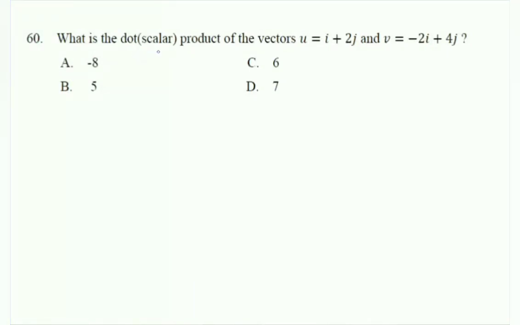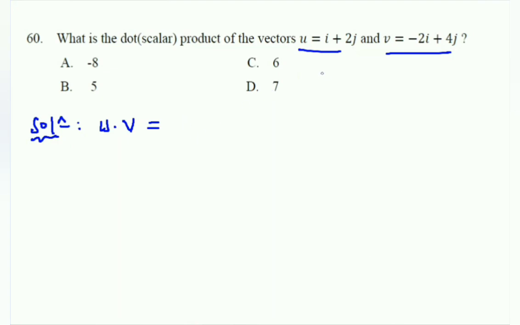What is the dot product of the vectors u and v? Here it's very simple. We will calculate the dot product in this way. u dot v is defined as the product of the components. We first do the product of their components and sum it up.